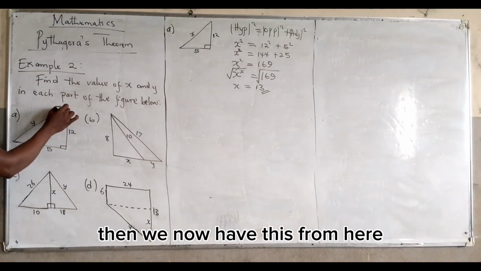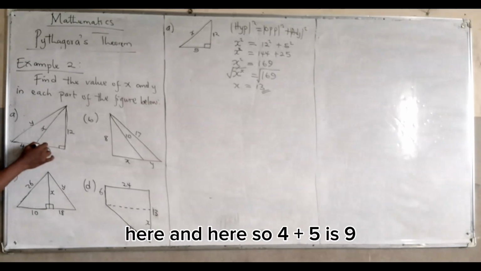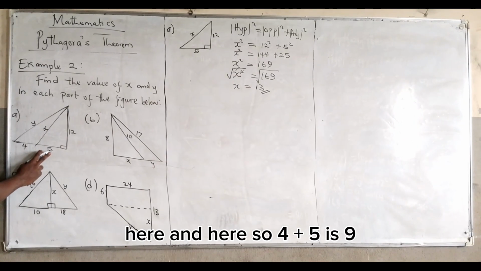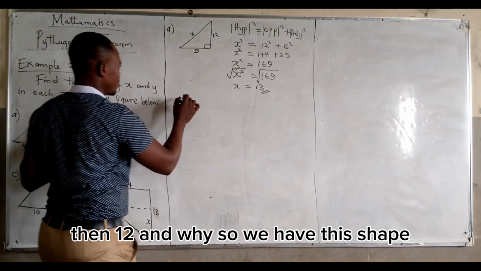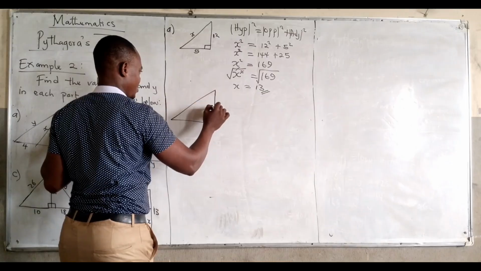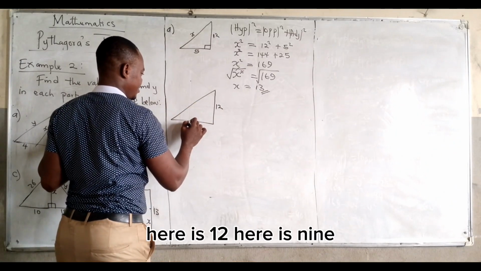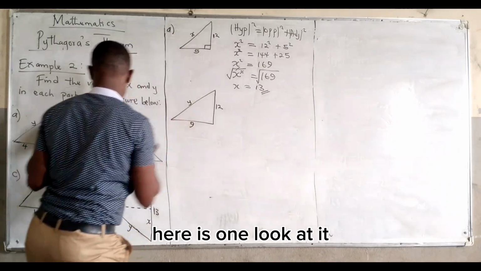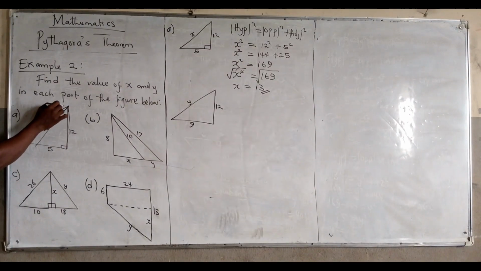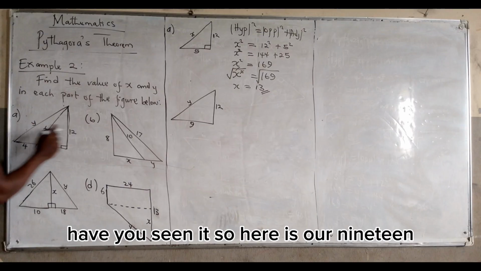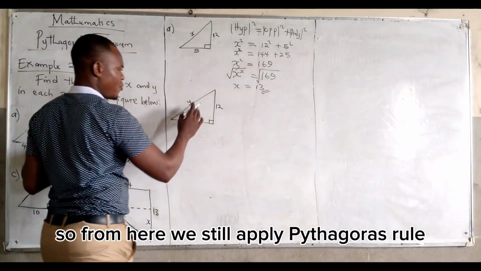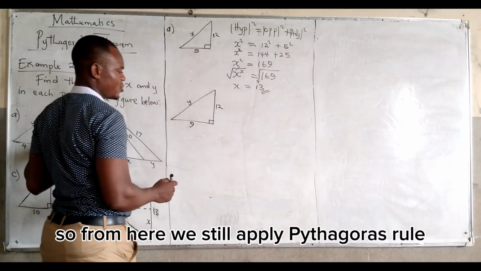Then we now have this from here, here, and here. So 4 plus 5 is 9. Then 12 on y. So we have this shape. Here is 12. Here is 9. Here is y. Look at it, a bigger shape. Have you seen it? So here is our 90. So from here, we still apply Pythagoras rule, isn't it?